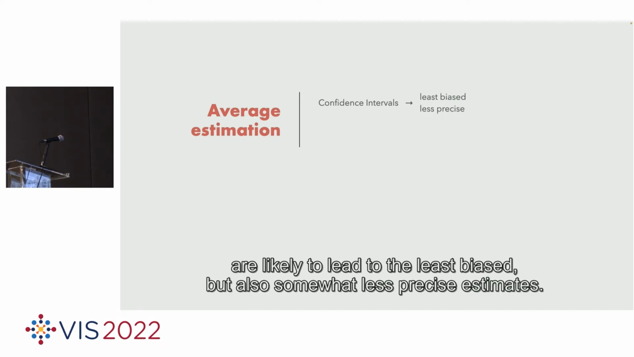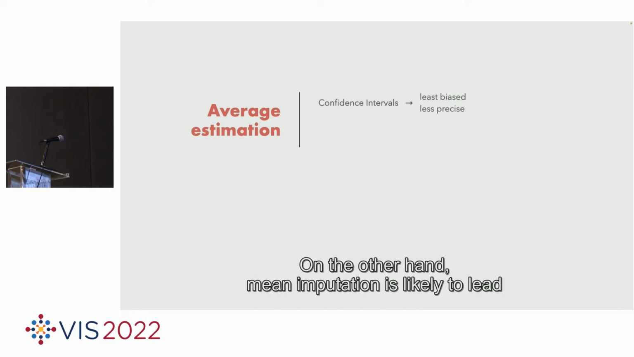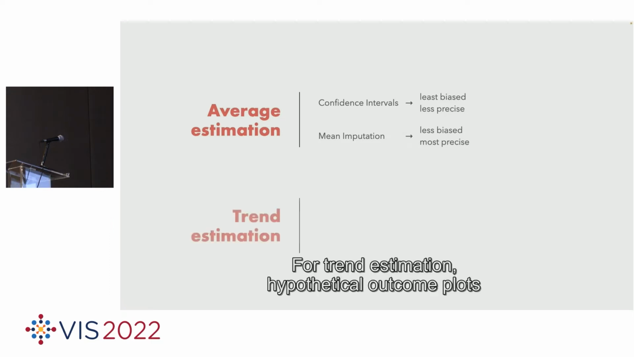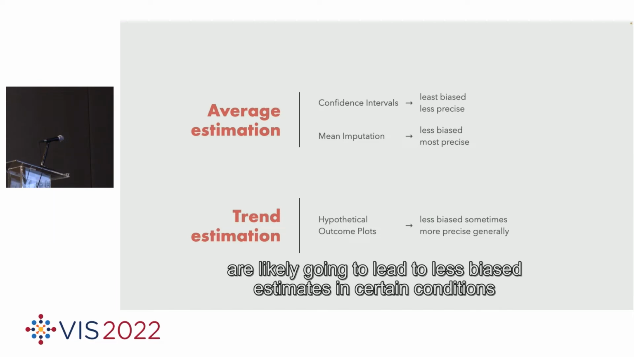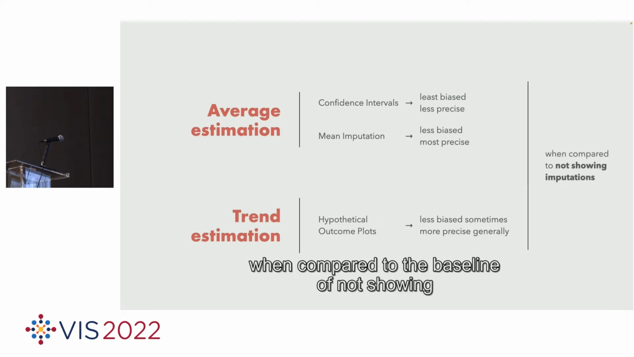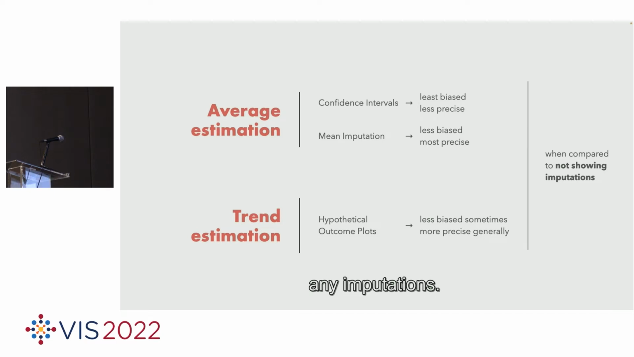To summarize our results, for the average estimation task, confidence intervals are likely to lead to the least biased, but also somewhat less precise estimates. On the other hand, mean imputation is likely to lead to less biased, but also more precise estimates. For trend estimation, hypothetical outcome plots are likely going to lead to less biased estimates in certain conditions, and generally more precise estimates when compared to the baseline of not showing any imputations.